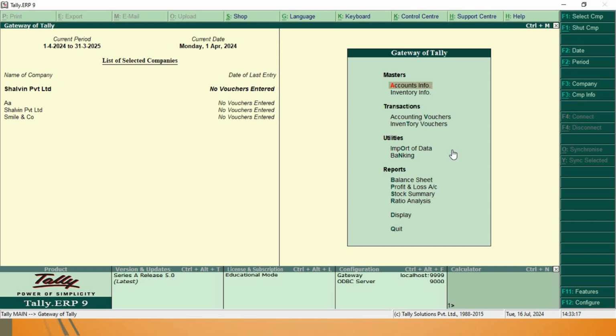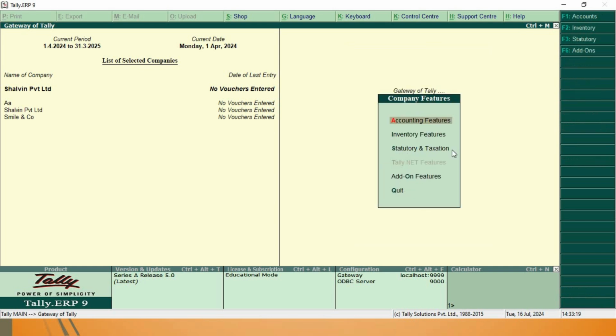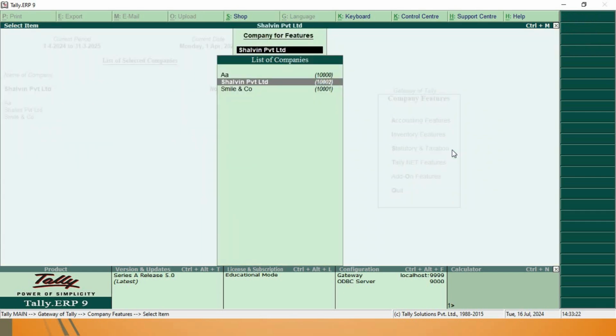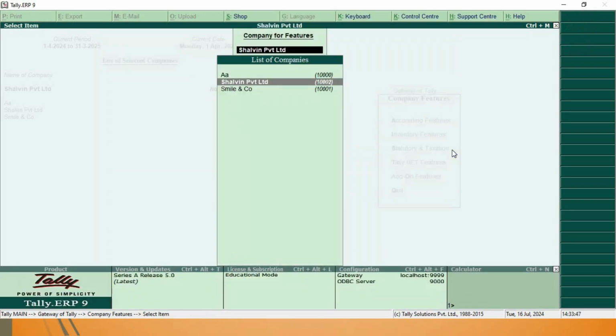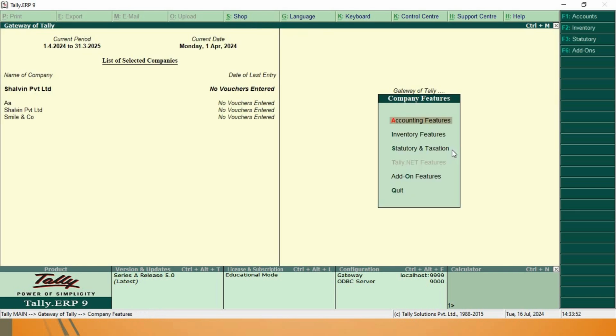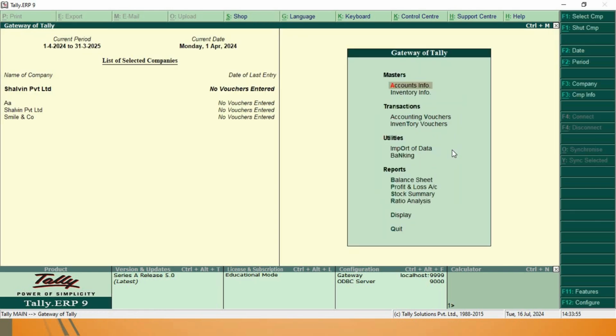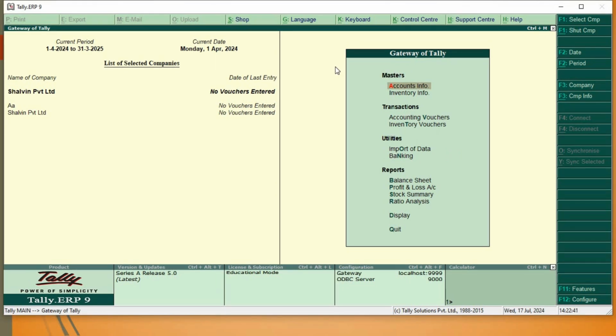Next, we are going to set the features of the company by just pressing F11. Accounting features, enter Shalvin Private Limited. For which company you want to set the feature, it is for Shalvin Private Limited, and make all the options as no. I'll tell you why these features are being required in another video. Accept this. So now press escape key to come back to the gateway of Tally screen. Now let's do the entries.